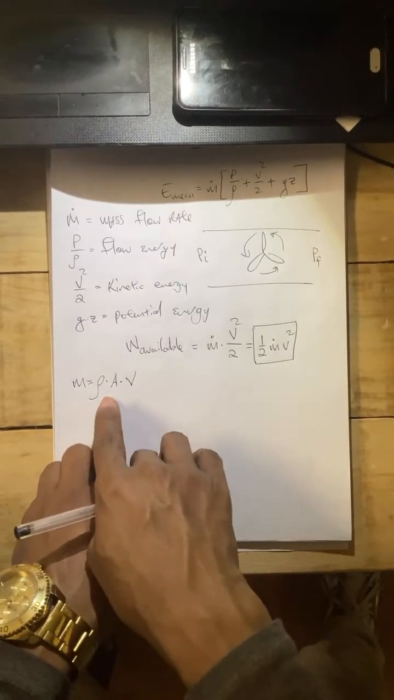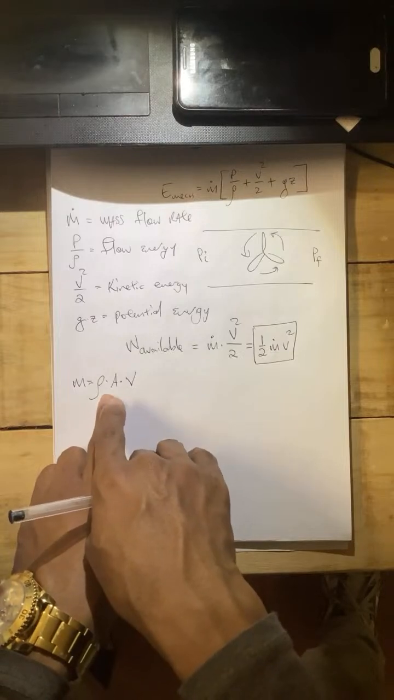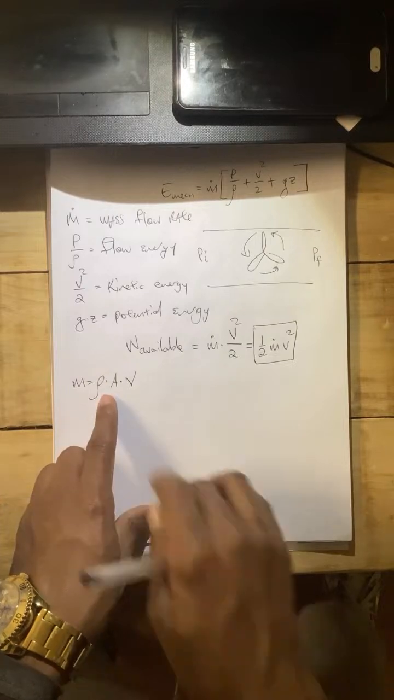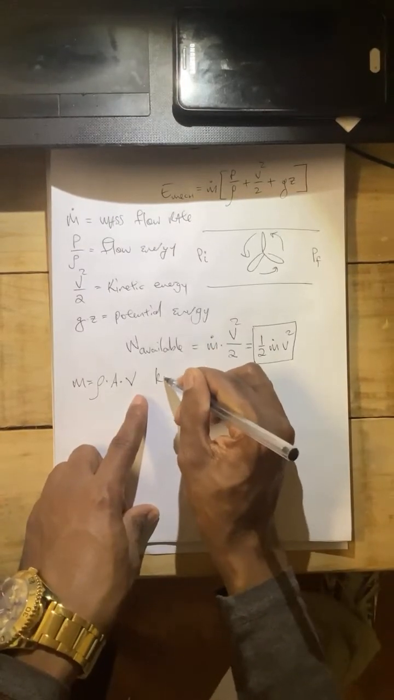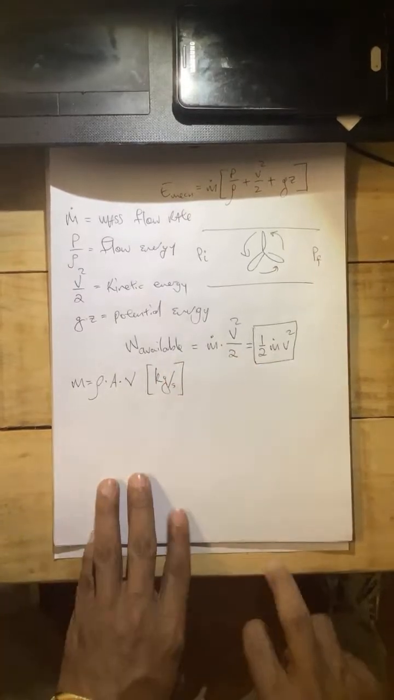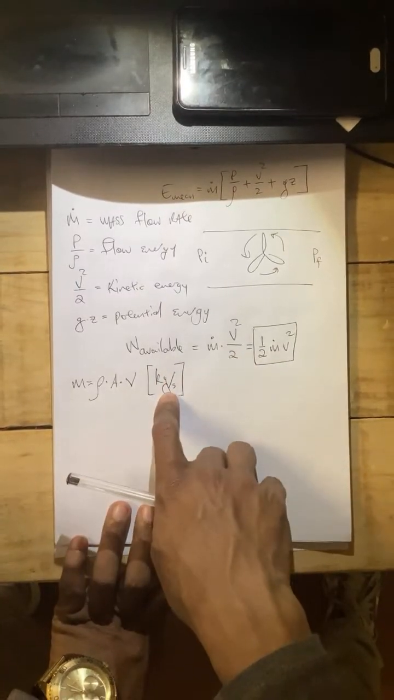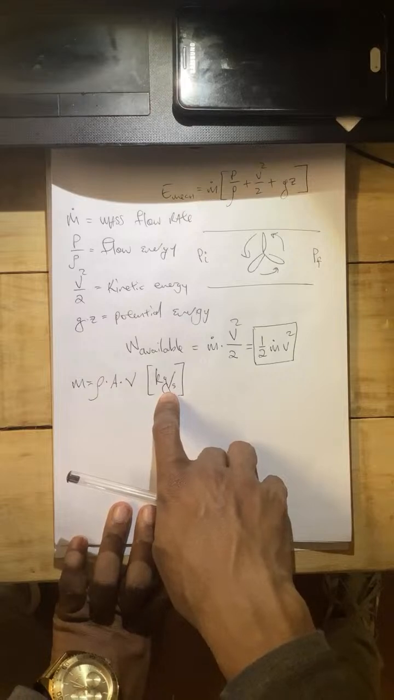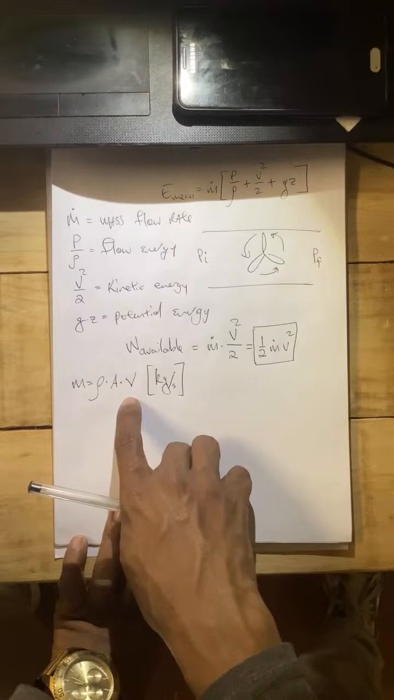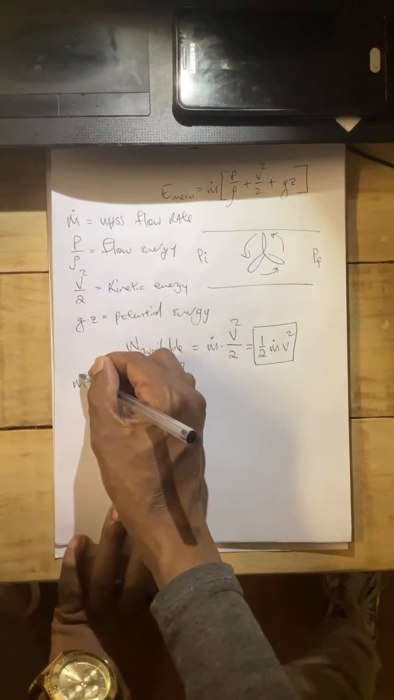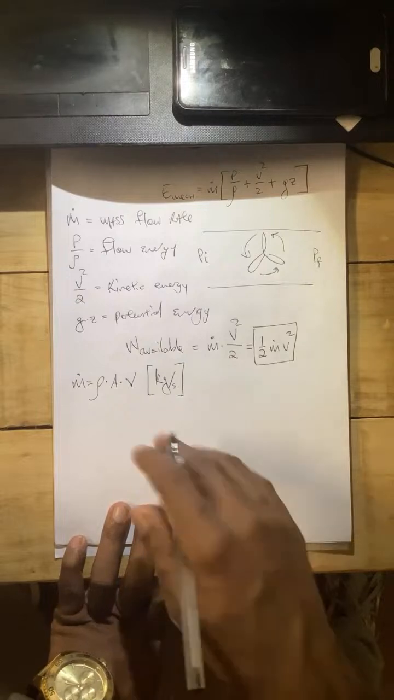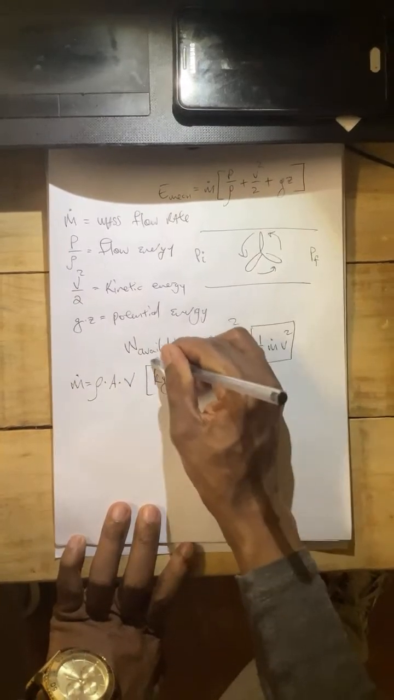Now, what is this? This is the equation that describes the mass flow rate. Just as an add-on, these are the units of the expression that describes the mass flow rate. Okay? Now I'm just putting this out there. This is just one of those by-the-way things.